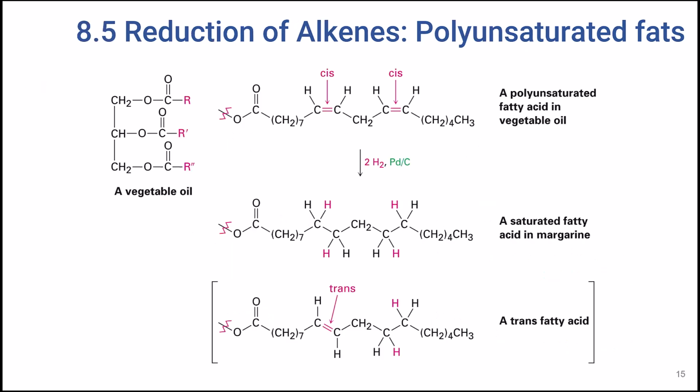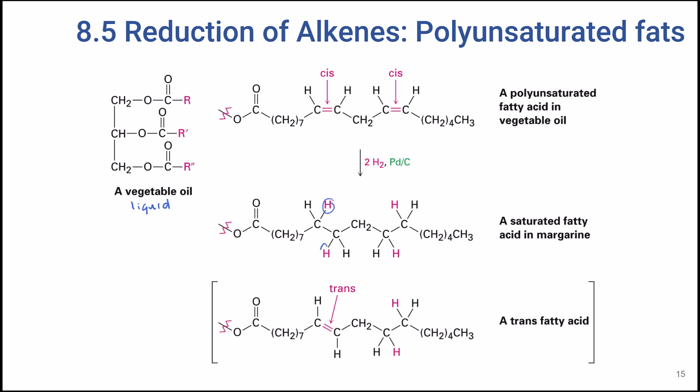We can reduce polyunsaturated fats. So you may have heard of fats being partially hydrogenated. And in that process, we take something like vegetable oil, which is a polyunsaturated fat, which means it has many double bonds. This is liquid at room temperature. And then if we take some of those double bonds, there happen to be cis double bonds, we're going to reduce those into something like margarine.